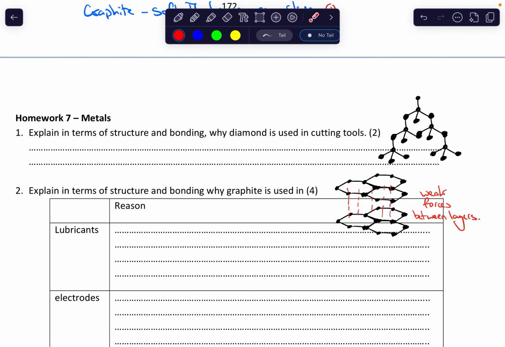Okay, so this is some hints and tips to complete this particular homework. This first question is talking about diamond. To help us get a visual, here is the structure of diamond.